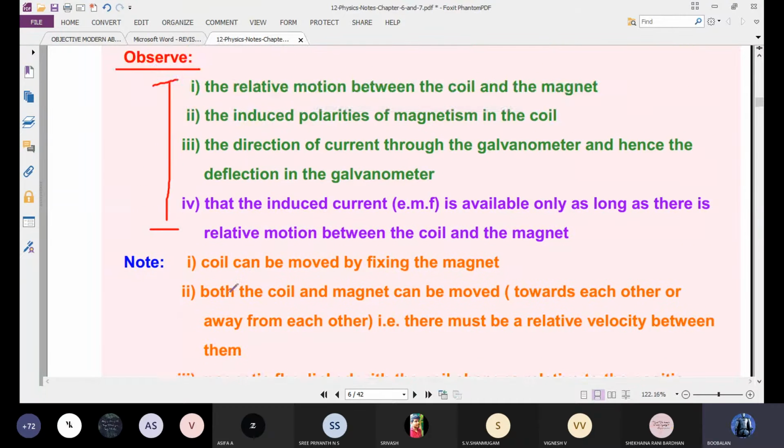Please take a notes now. Observation and apart from the notes. Sir, this is observation of Faraday's law, sir. Yes, ma'am. For experiment it is no, that observation.